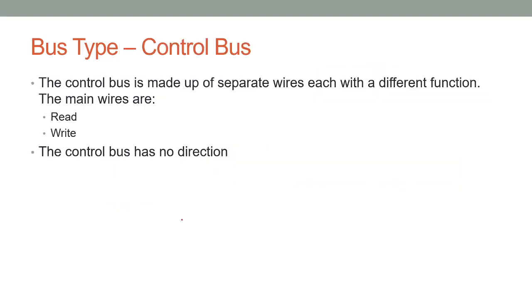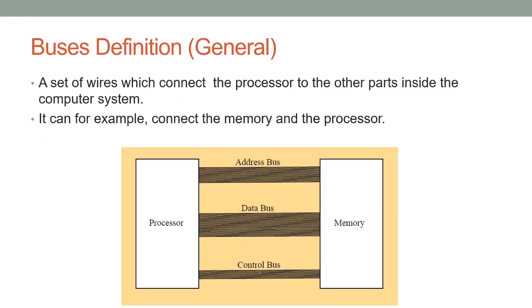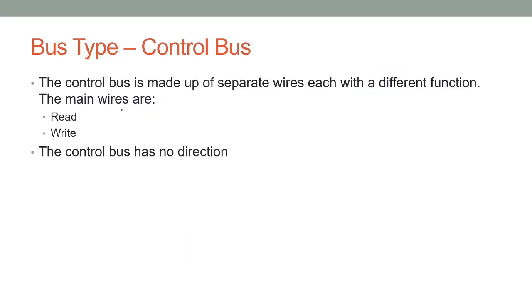The last one, the control bus, it doesn't actually have any direction at all. It's a bit of a weird one. You can see there's lots of different wires here, and each of its wires does one different thing. All of these wires do the exact same thing in the address bus and the data bus, but each of them here does one particular thing. So the main ones you need to know about are read and write. It can read data and it can write data.